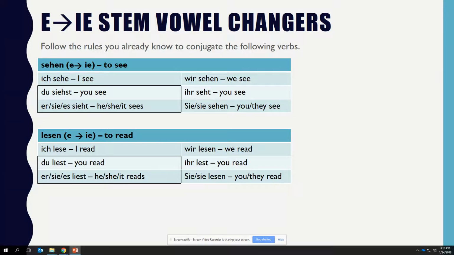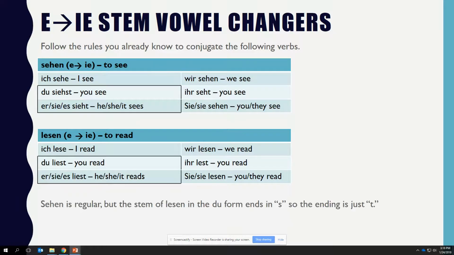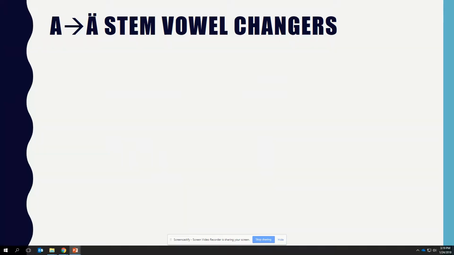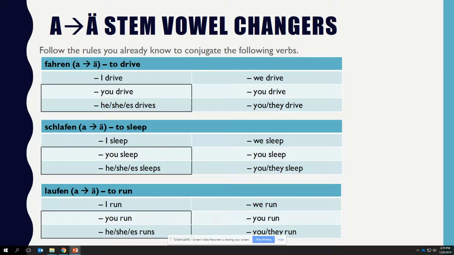Note for du liest, you did not add an st because the stem already ended in s. Sehen is regular, but the stem of lesen already ends in s, so you just add that t. There are also a to ä stem vowel changers. Follow the rules you already know to conjugate the following verbs.